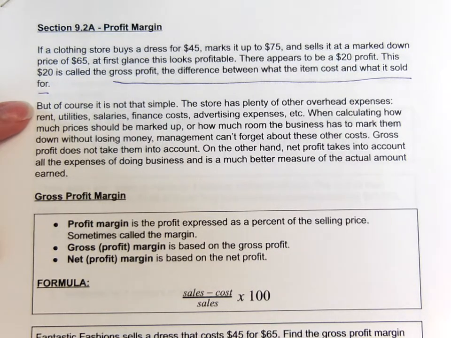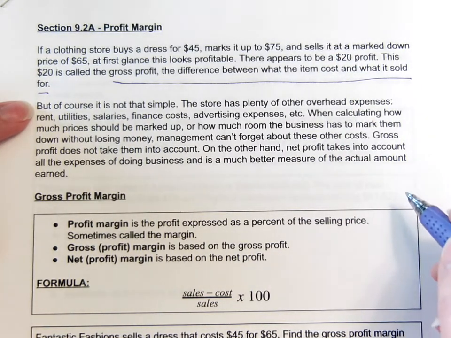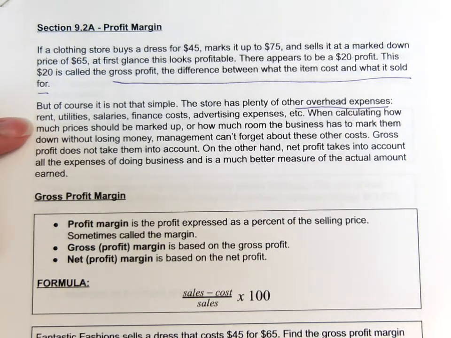But of course, it's not that simple. The store has plenty of other overhead expenses: rent, utilities, salaries, financial costs, advertising expenses, etc. When calculating how much prices should be marked up or how much room the business has to mark them down without losing money, management can't forget about these other costs. Gross profit does not take them into account. On the other hand, net profit takes into account all the expenses of doing business and is a much better measure of the actual amount earned.